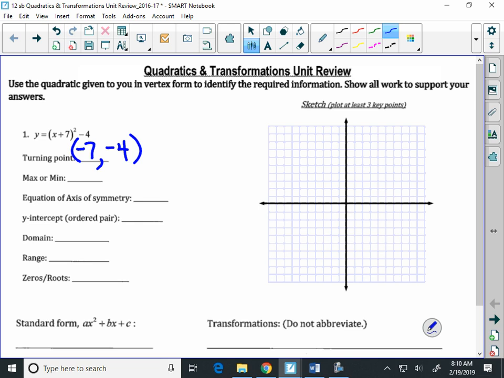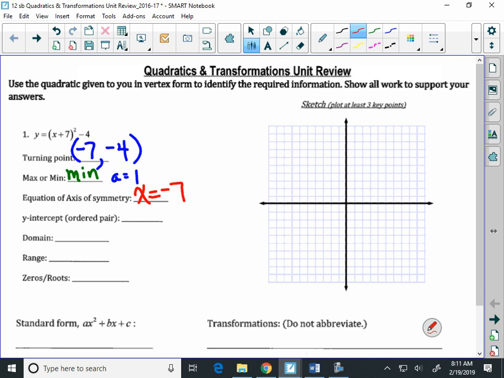A maximum or a minimum value? Well, A is 1, which is a positive value, which means that this is going to be a low point on the graph. The axis of symmetry is a line that the graph goes right through the middle. It cuts the graph in half. So if you fold it in half, the right side will land on the left side. It's going to be x equal, and we are picky about that. X equals -7. The x value of the turning point.